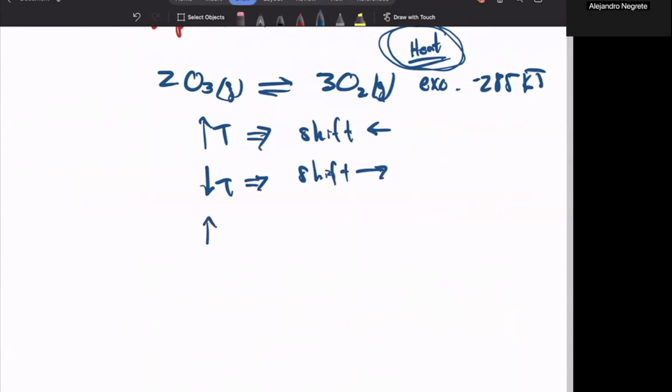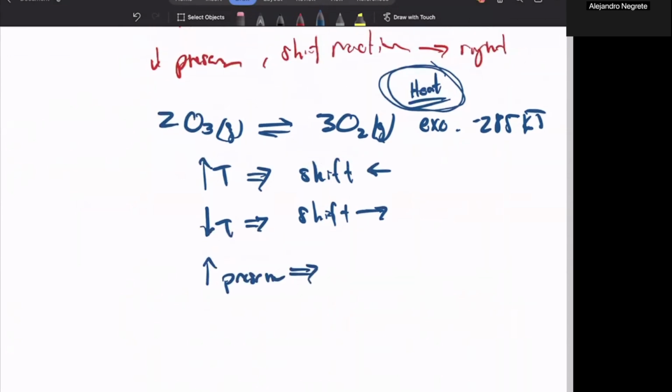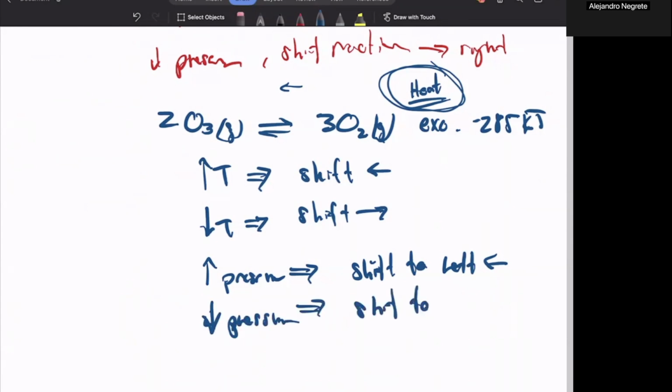What about an increase in pressure? Increase in pressure, we have to decrease the number of moles. Increase in pressure is a decrease in the number of moles, so we're going to shift this reaction to the left. Decrease our pressure. This is going to shift the reaction to the right by decreasing that pressure.